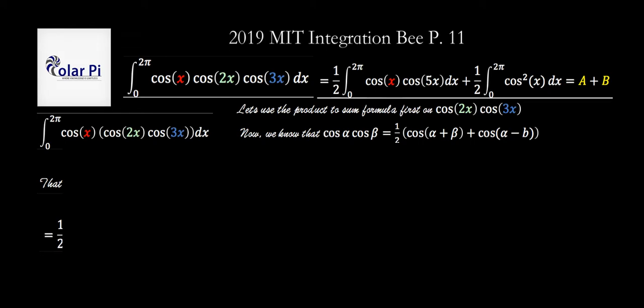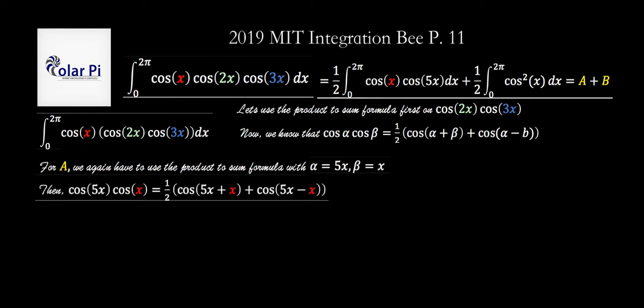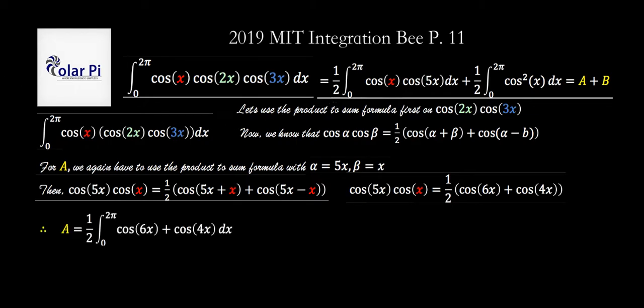But on A, as I said already, we're going to use a product to sum formula for cosine a second time. And this time we're going to use alpha equals 5x and beta equals x. Doing so, we get this. And simplifying, we get this. And of course, we're going to use this right-hand side to substitute for the integrand in A. And when we do that, we get this, right?